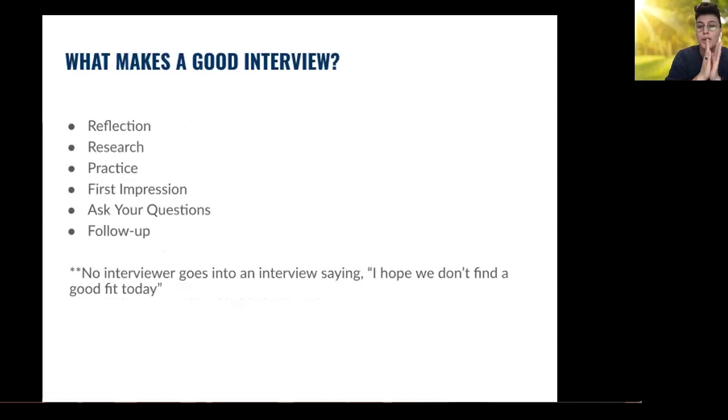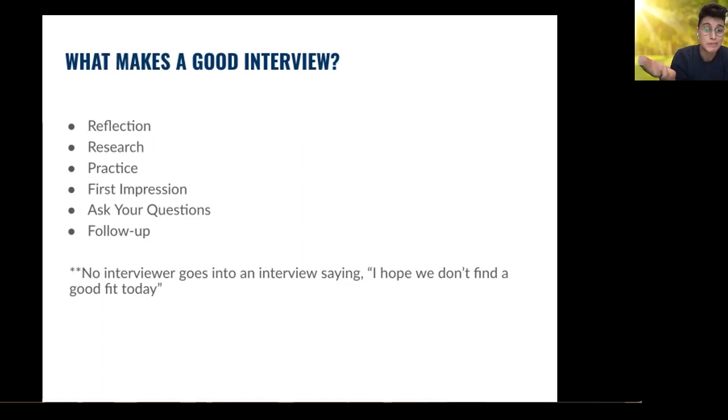So what makes a good interview? This is what we're going to talk about. So some reflection, definitely. Research, definitely some practice. So like I said, the first time that you're telling your story is not in the interview itself. Getting a sense of what type of first impression you want to make. Making sure you're asking your questions, because an interview is just as much you assessing them as it is them assessing you. Following up with them.